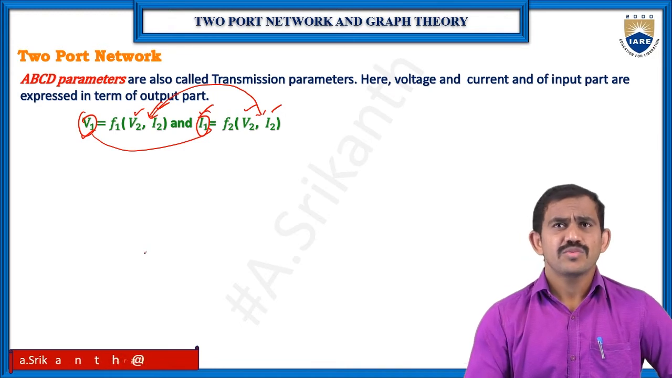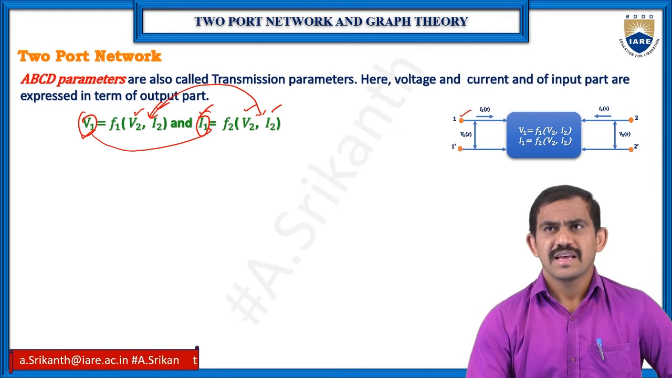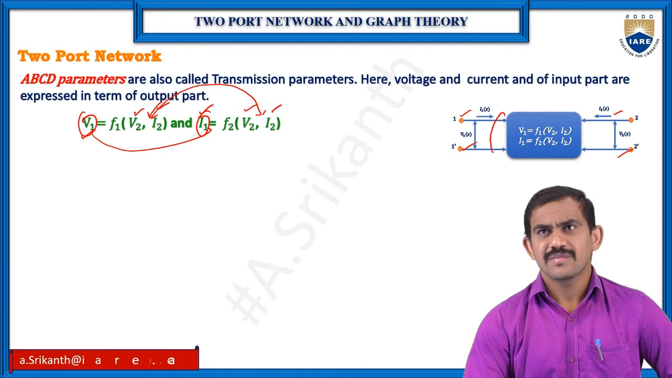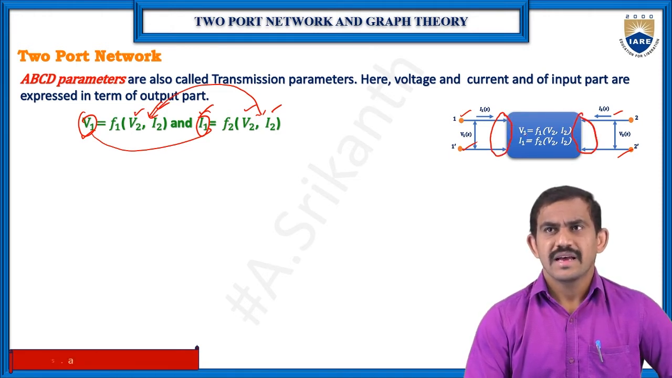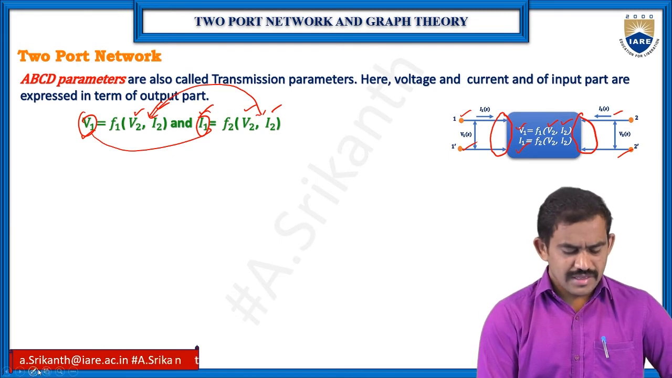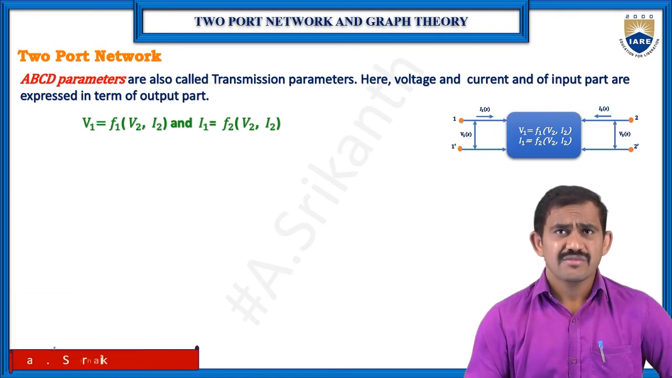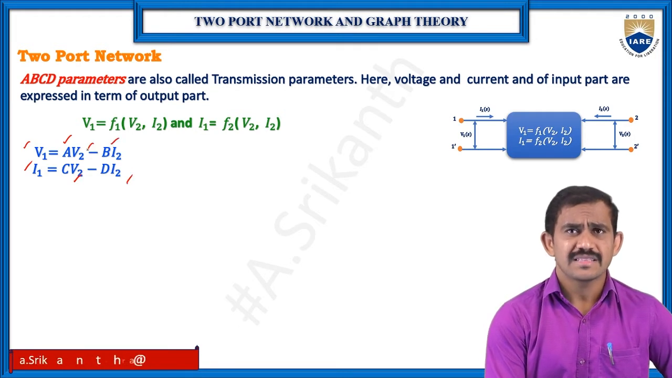A two-port network is like this: on the primary side we have two terminals and on the secondary side we have two terminals. So primary A, B values and secondary C, D values. And V1 and I1 are in the form of V2 and I2. Then write the equation: V1 and I1 in terms of V2 and I2. Then why this minus?